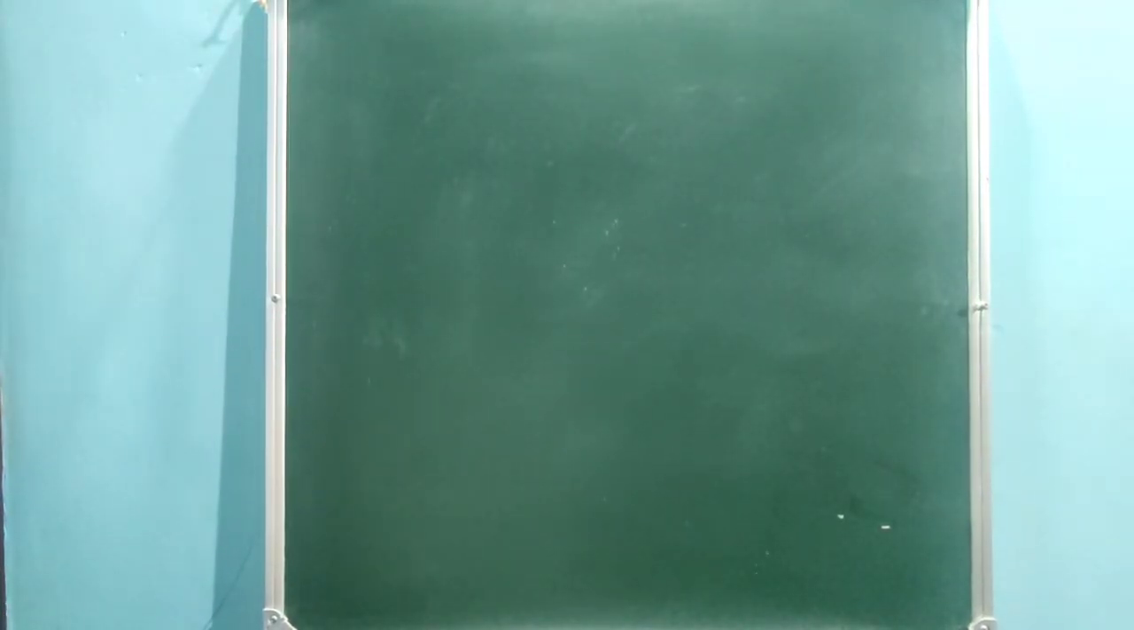First question. A man standing 10 meters away from the foot of a tree sees its top at an elevation of 40 degrees. His height is 1.7 meters. What is the height of the tree? This is our question.